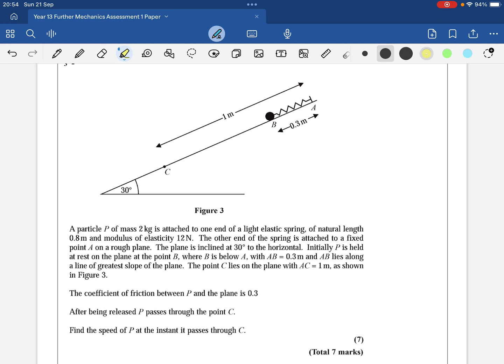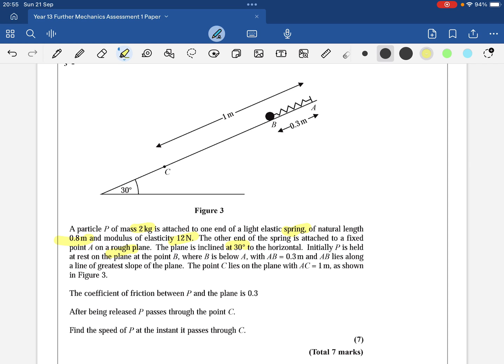Okay, everybody, welcome back to another question where we need to use Hooke's law and conservation of energy. Let's read it. We've got a particle of mass 2 kilograms attached to one end of a light elastic spring with natural length 0.8, lambda equals 12. The spring is on a rough plane at 30 degrees to the horizontal.